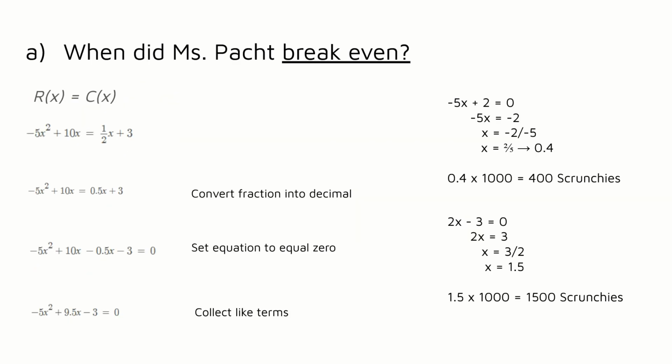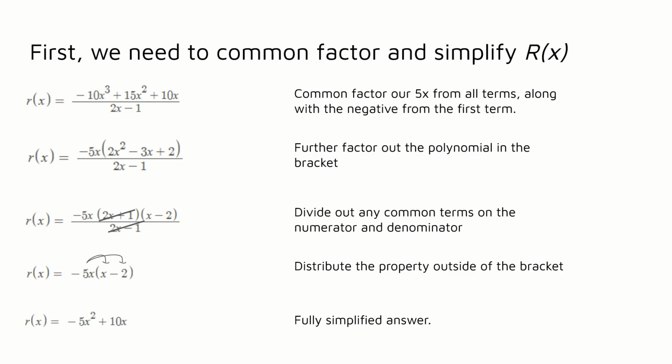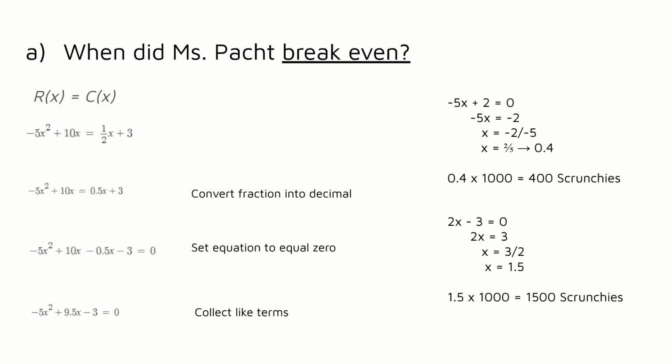Okay. So Miss Pac breaking even. This is question A. Well, this is part of number 4. So Miss Pac breaking even, R of x must equal C of x. We have our recently factored R of x, so now we can finally do some more math. C of x has already been simplified. So R of x equals C of x. First step, negative 5x squared plus 10x equals 1 over 2x plus 3.